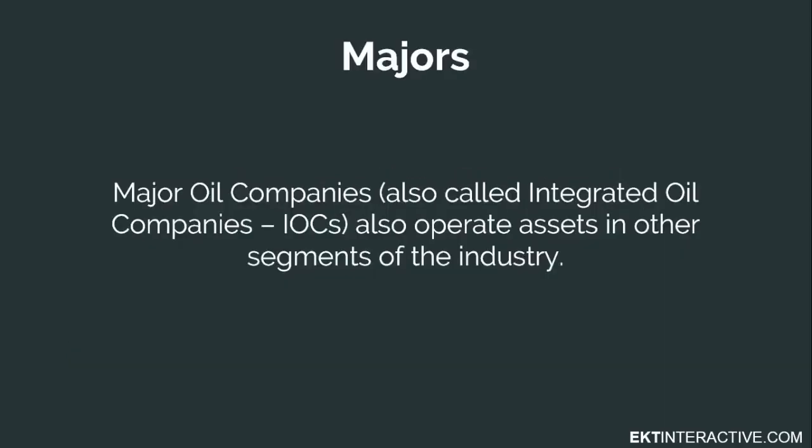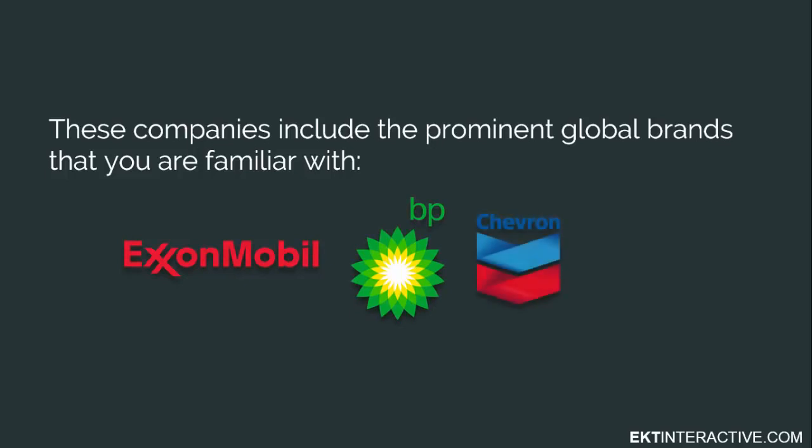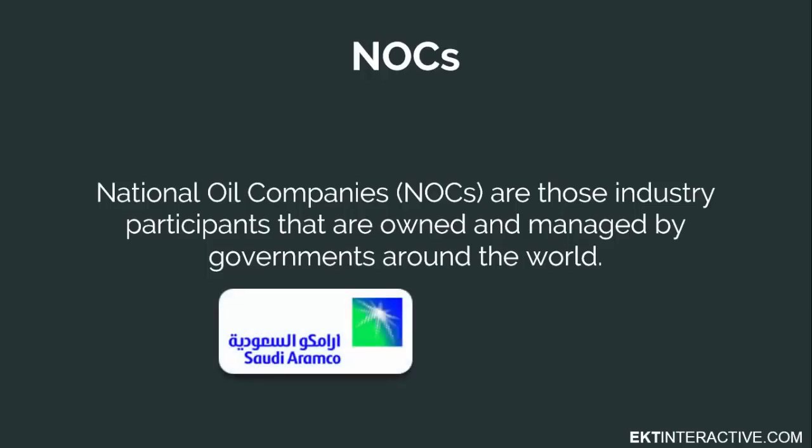Major oil companies, also called integrated oil companies, also operate assets in other segments of the industry. These companies include the prominent global brands that you are familiar with, including ExxonMobil, BP, Chevron, and Shell. National oil companies are those industry participants owned and managed by governments around the world. These include Saudi Aramco in Saudi Arabia, Pemex in Mexico, and many others. And we'll include a list of all the NOCs in the program notes to this podcast.